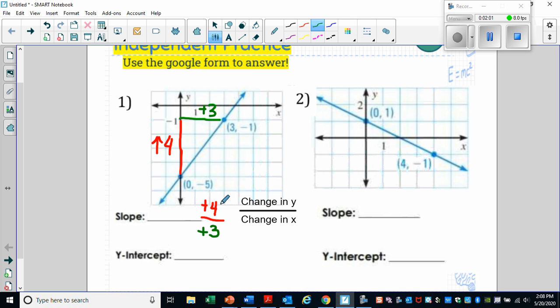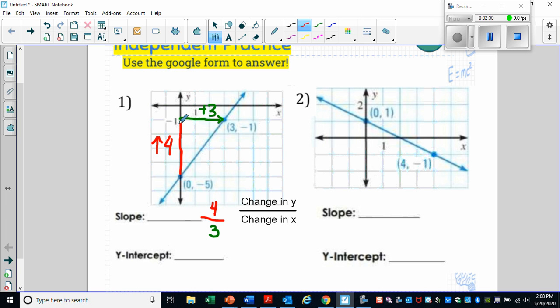In this case, we can leave our slope as an improper fraction. That is fine. Since 4 over 3 does not simplify into a smaller fraction, we're going to leave it as 4 over 3, or positive 4 over positive 3, but we don't need the plus signs here. That is the way to determine the slope for the first problem.